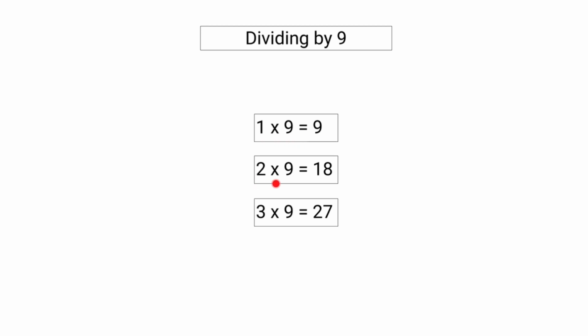2 times 9 equals 18. The inverse would be 18 divided by 9 equals 2. And 3 times 9 is 27. The inverse would be 27 divided by 9 is equal to 3. Now this is so useful to know so that when we get division sums to work out, we can turn them around into multiplication to make it a little bit easier for us. Let's go and look at a few examples.